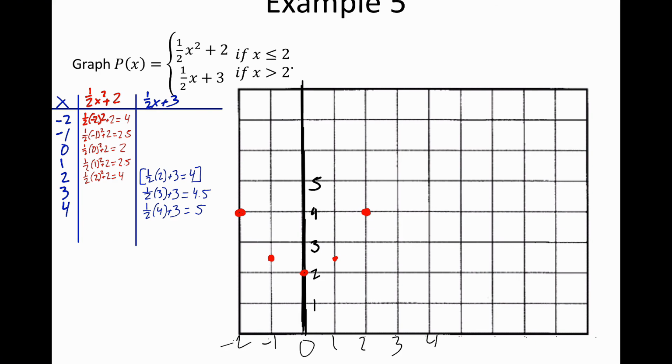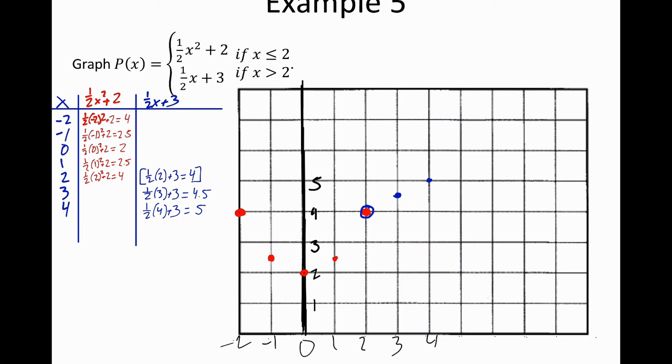Now, the other one ends up also having that same point at 4. It's kind of like an open circle for the blue part, but they share that point, so it is filled in. At x equals 3, we're up at 4.5. At x equals 4, we're up at 5.